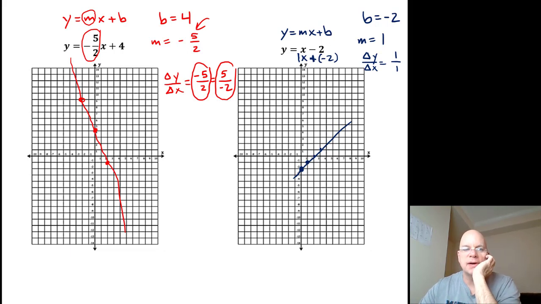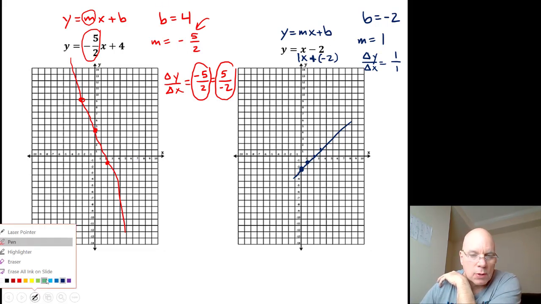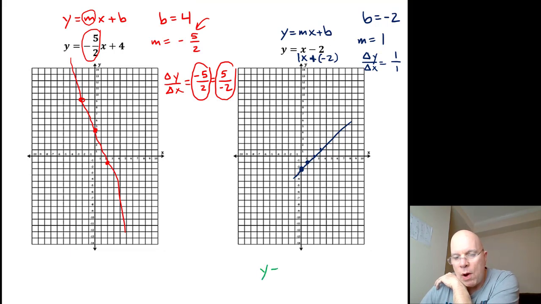Over here we had negative 5/2, a downhill slope. By the way, we're not going to graph this one, but let me just pose a question. If I had y equals negative x minus 2, well, b is negative 2 again, but what is m this time? When you see negative x, what is m? Negative x is negative 1x, so m is negative 1.